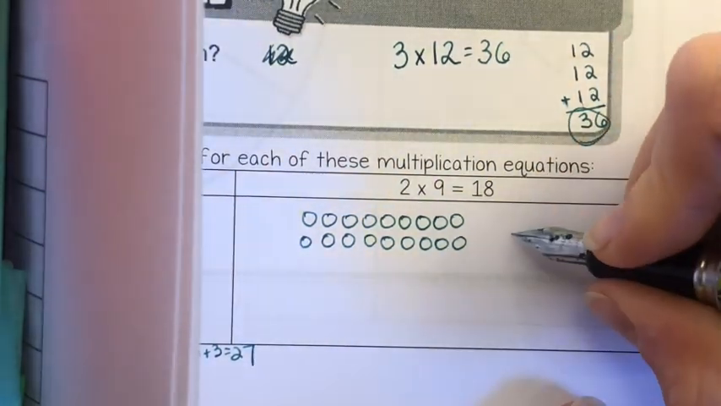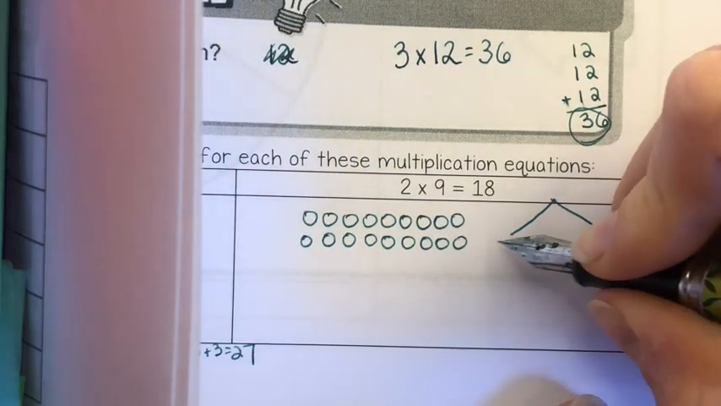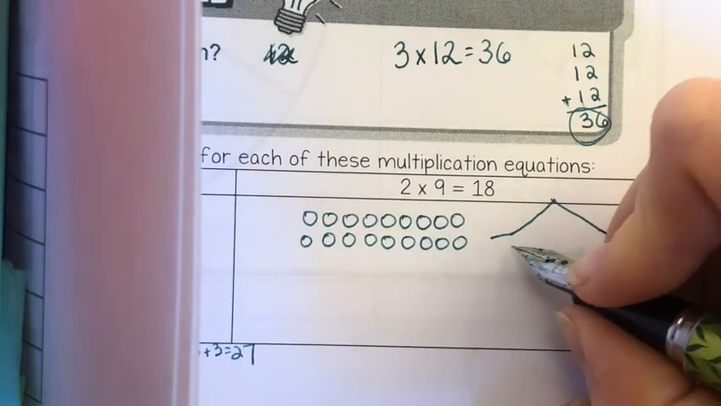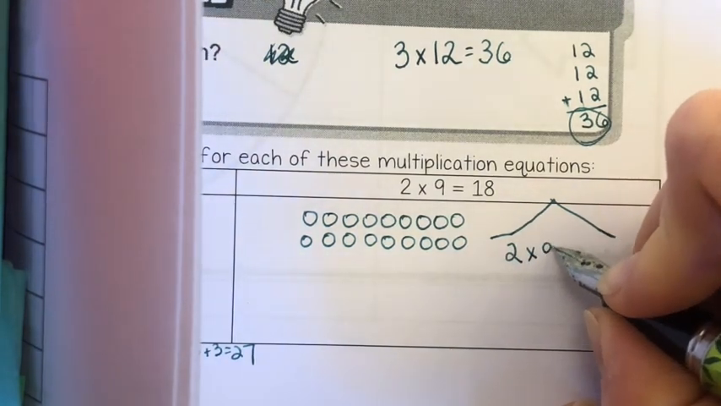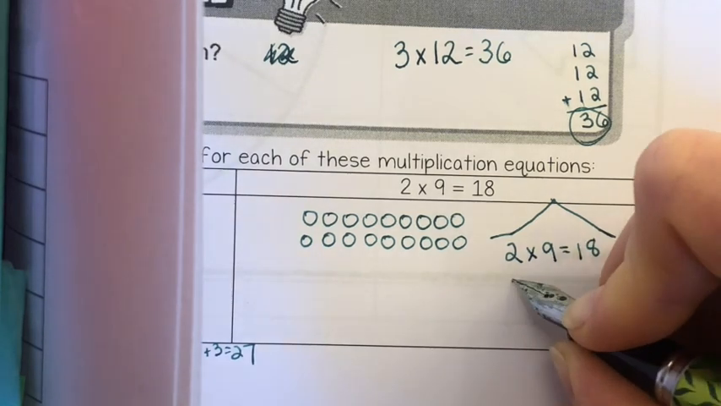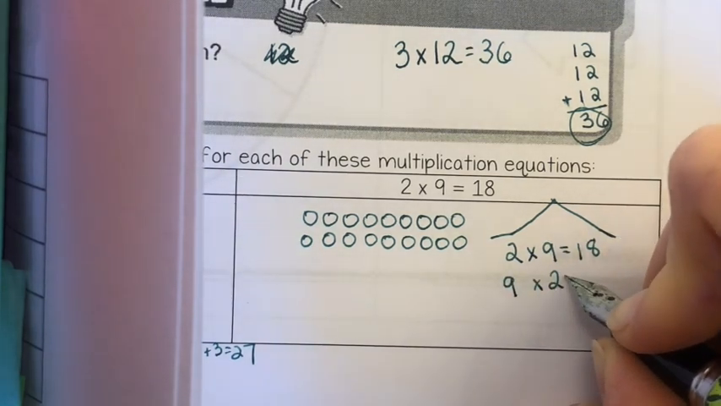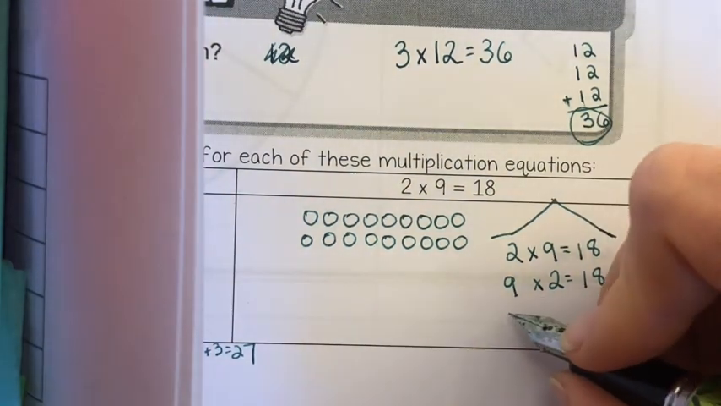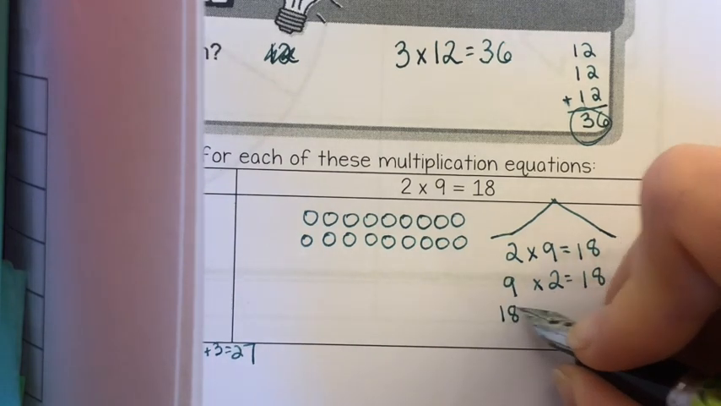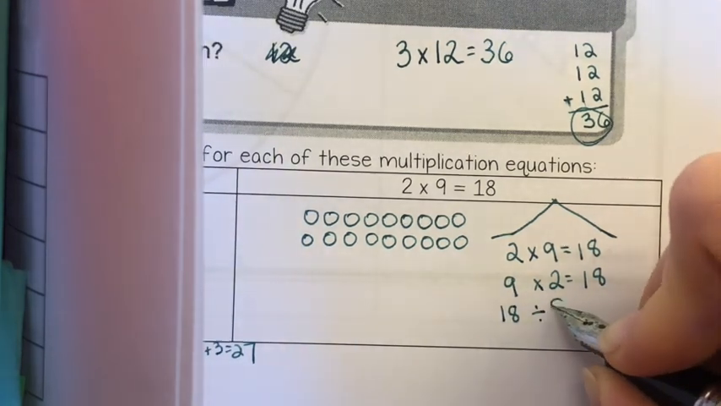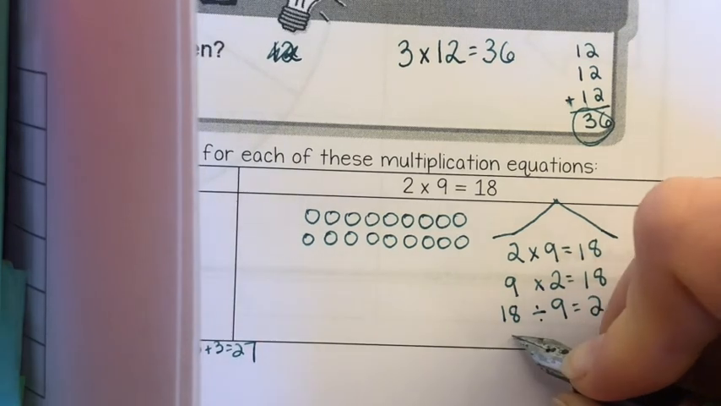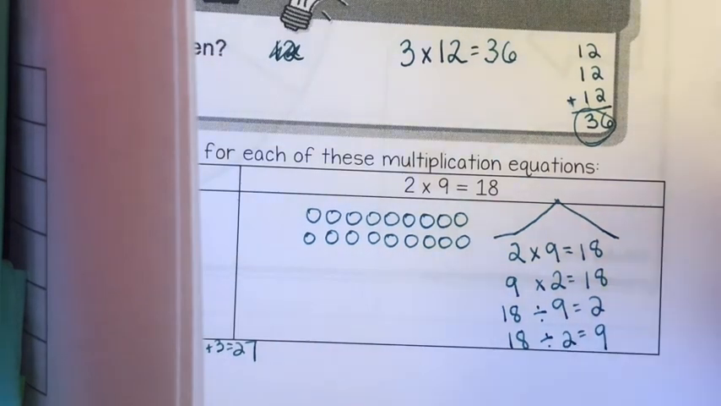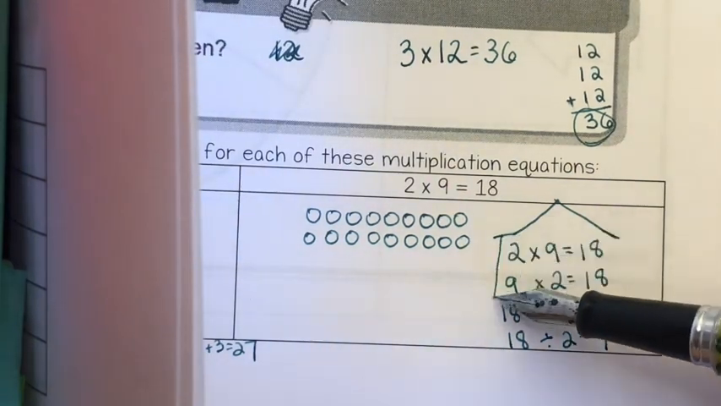So I can write my fact family now. I'm going to make it a little bigger this time, my fact family's house. Okay, so we're going to put our multiplication facts upstairs. 2 times 9 is 18. 9 times 2 is 18. Now my division facts, they can go underneath. They go on the first floor. I've got 18 divided by 9 is 2. And 18 divided by 2 is 9. Because fact families, we use all the same numbers.